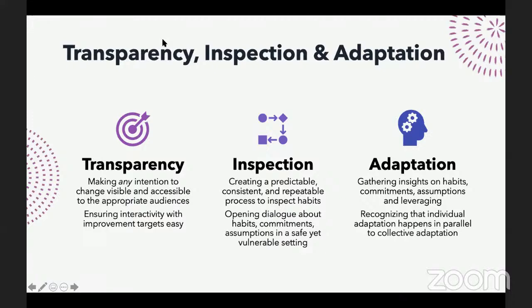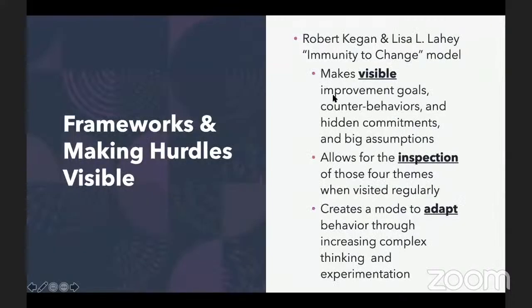And so making things visible, inspecting and adapting, just like the Agile pillars tell us to do when it comes to expanding a growth mindset, is crucial here. Now, I've brought this framework out from Doctors Robert Kegan and Lisa Leahy. They were doing this work around the same time that Carol Dweck did. In fact, the book that I've used to seed the foundation for this presentation comes from their book called Immunity to Change. It came out about 2 years after Carol Dweck's book Mindset came out.